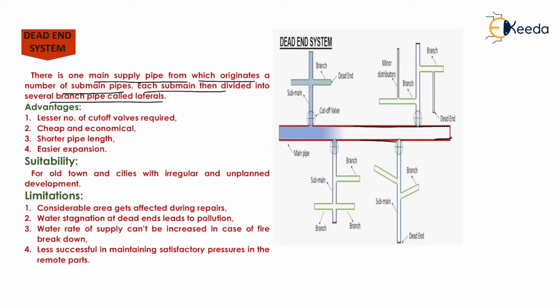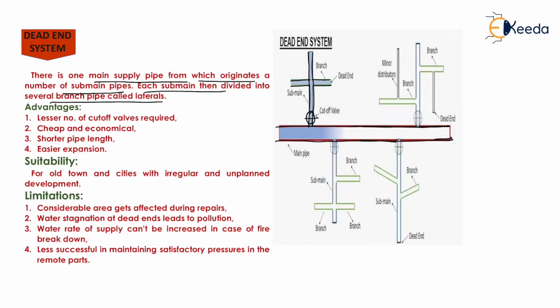Now in the dead end system, along the center of the whole area we provide a main pipe, and from that main pipe we connect the sub-main pipes. At the junction of main and sub-main we need to provide a cut-off wall to regulate the flow of water. From the sub-main we connect the various houses with the help of branch pipes, and from the branch pipe we can send the water to various households.